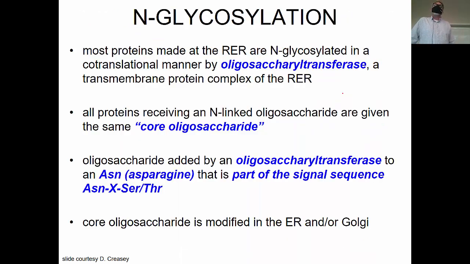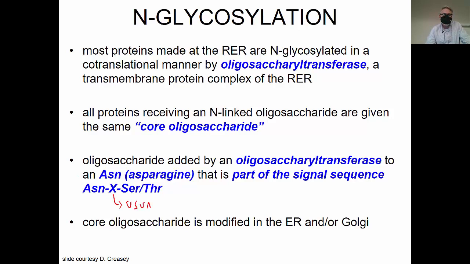There's another fun little enzyme associated with the translocon, and this is the oligosaccharyl transferase. The oligosaccharyl transferase scans that protein as it moves into the ER lumen. And it looks for this sequence, asparagine X, serine threonine. What that means is that there's an asparagine. X means it can be any amino acid.